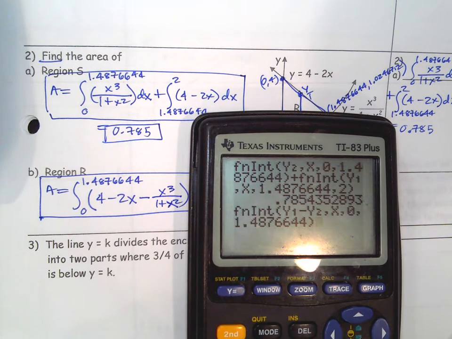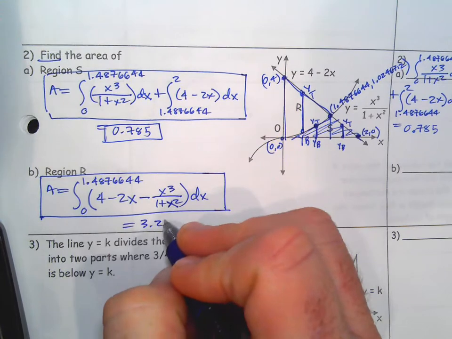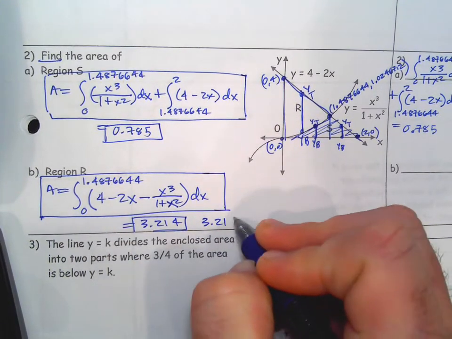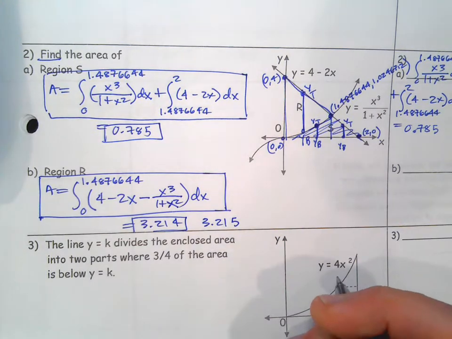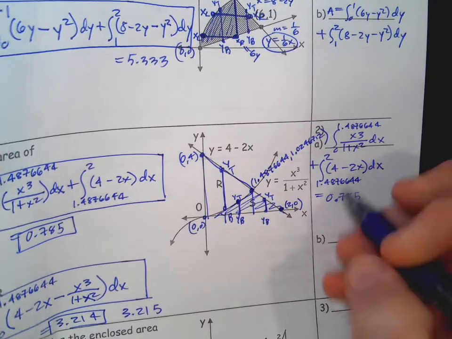1.487664. There it is. There's the answer. So 3.214 truncated or 3.215 rounded. So there you go. You write these in the answer column.